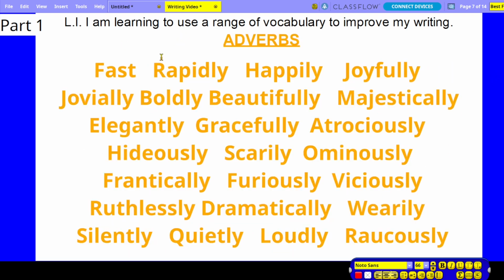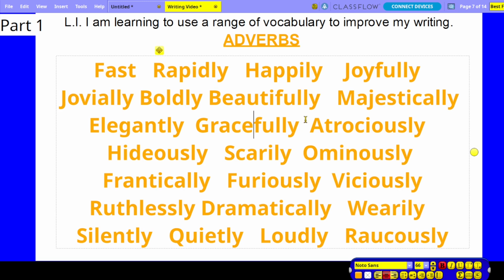Then lastly, adverbs. Usually they end in ly, but as you can see from the very first one, not always. There's a good number of adverbs that don't end in ly, and fast is one of them. You wouldn't say fastly, you would just say fast, but it describes how something was done. The girl ran. How did she run? Well, she ran fast, or she ran rapidly.